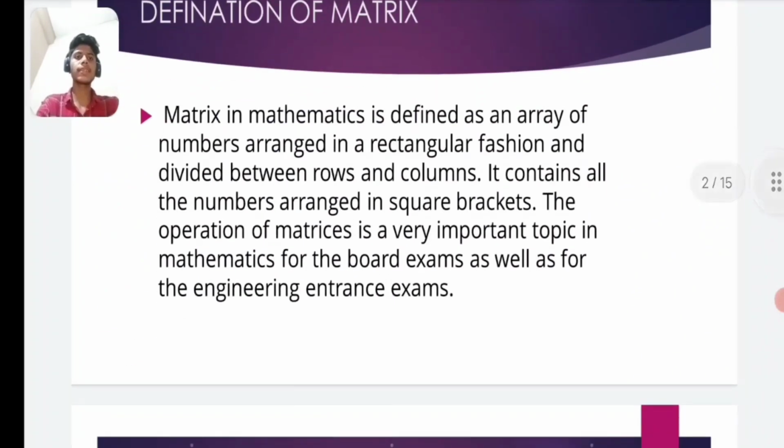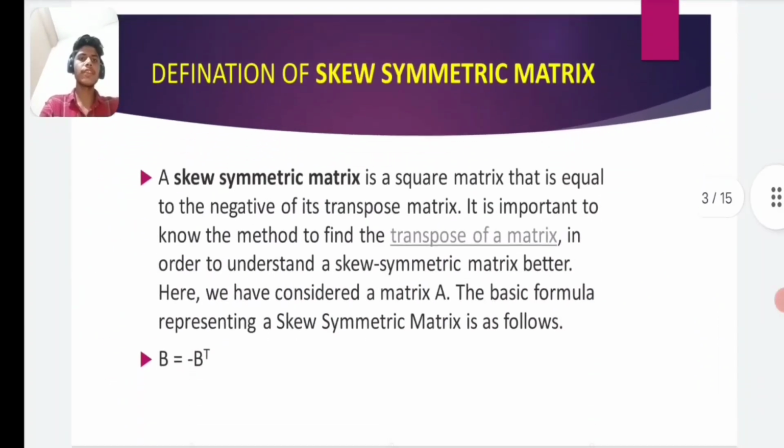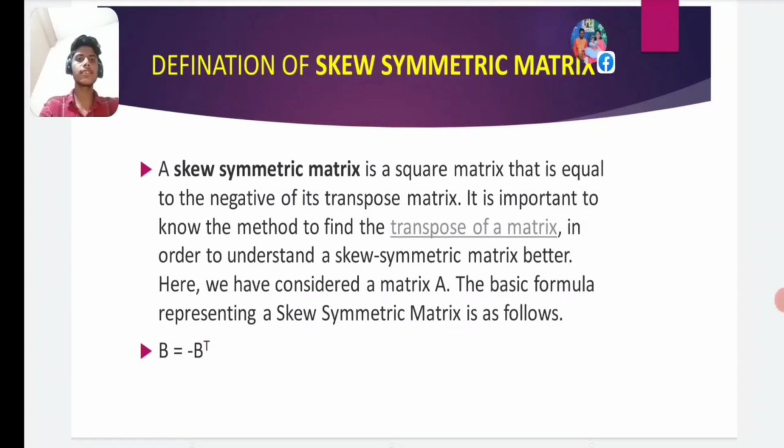Definition of matrix. A matrix in mathematics is defined as an array of numbers arranged in rectangular fashion and divided between rows and columns. It contains all the numbers arranged in square brackets. The operation of matrices is a very important topic in mathematics for the board exams as well as for the engineering entrance exams.